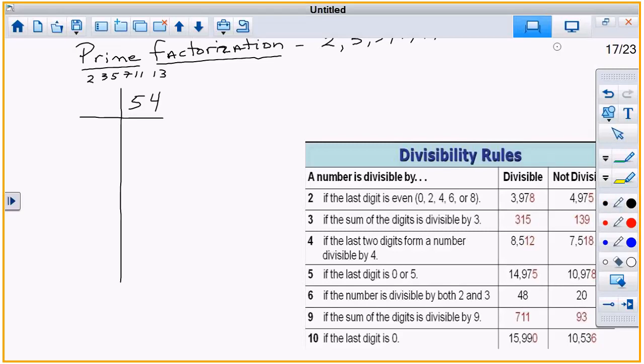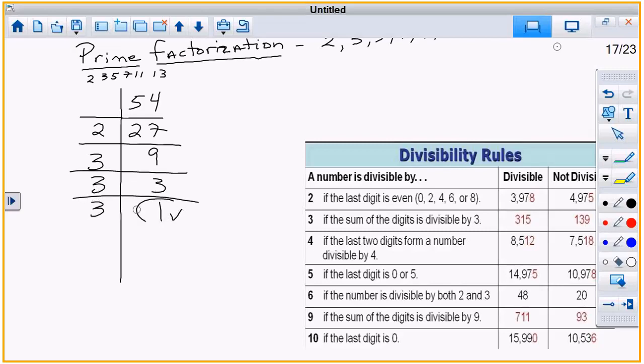So I'm going to use 2. 2 will go into 54 27 times. Now I can't use 2 anymore because I know 27 is only divisible by 3 and 9. How do I know? Well, my multiplication tables and that divisibility rule sheet say that if you add the digits up, 2 and 7 is 9, then you can divide it by 3. So I'm going to divide by 3. That'll give me a 9. Divide by 3. That'll give me a 3. Divide by 3. 1.